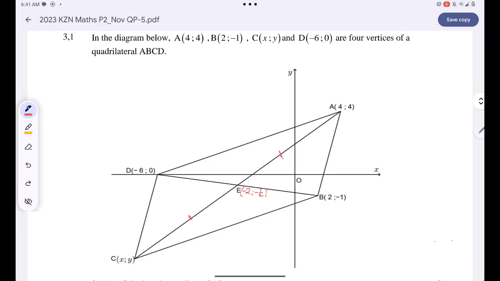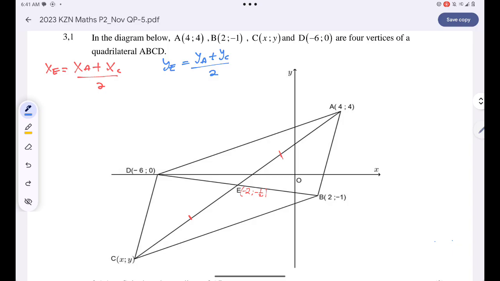So I can simply say, for me to find the x value at E, which is the midpoint, I must take the x value at A plus the x value at C all over 2. Then I must do the very same thing for y. For me to find the y value at E, I must take the y value at point A plus the y value at C, divide them by 2.